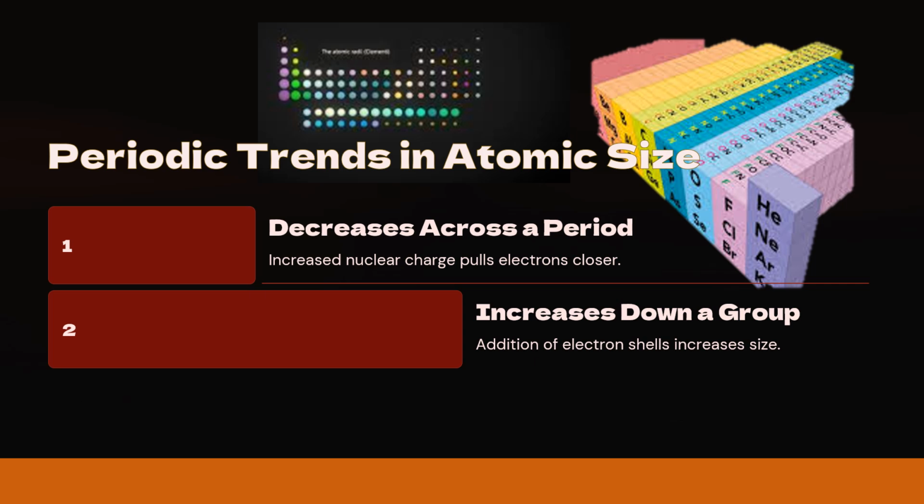But as you move down a group, atomic size increases. This happens because new electron shells are added, pushing the outermost electrons farther from the nucleus.